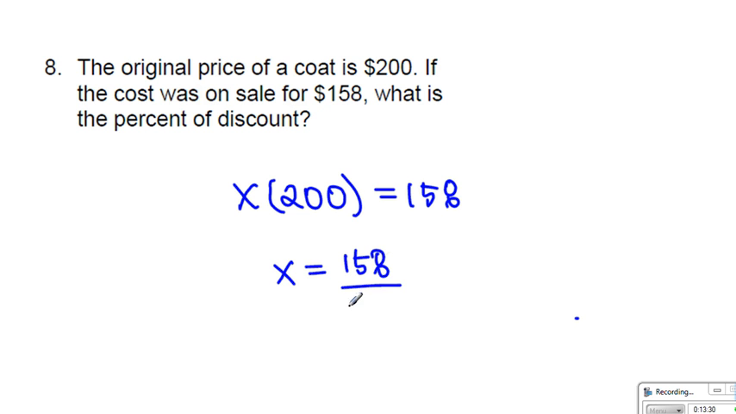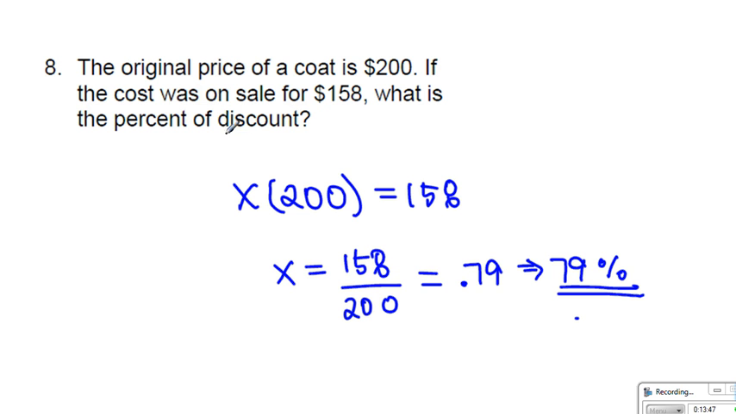158 divided by 200. Now, once you calculate this one, this must be 0.79. In other words, 79%. If you think about it, since 79% is what you end up paying, the discount has to be 21%. 100 minus 79. So that must be our discount. All right, let us move on to the next question.